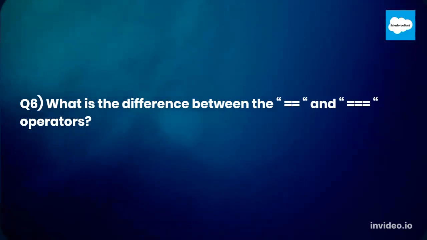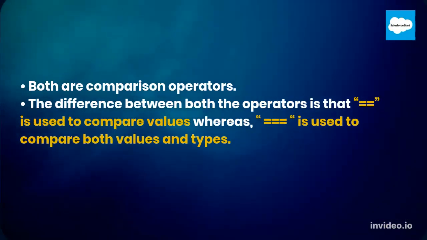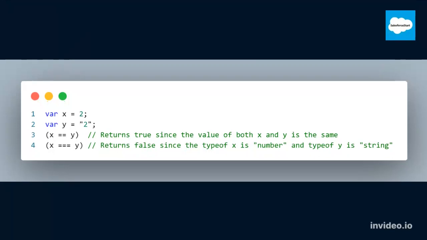Question number 6. What is the difference between the double equals and triple equals operators? Both are comparison operators. The difference between both the operators is that double equals is used to compare values, whereas triple equals is used to compare both values and types. Look at this example. Double equals scenario returns true since the value of both x and y is the same. But the triple equals returns false since the type of x is number and type of y is string.